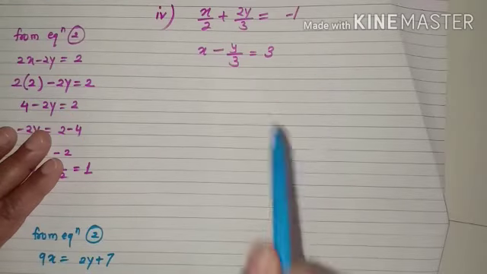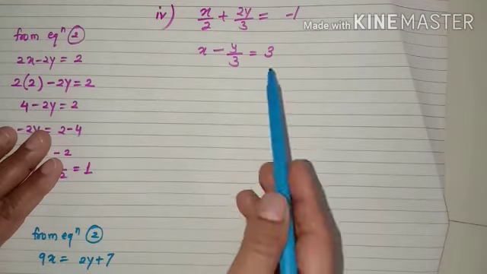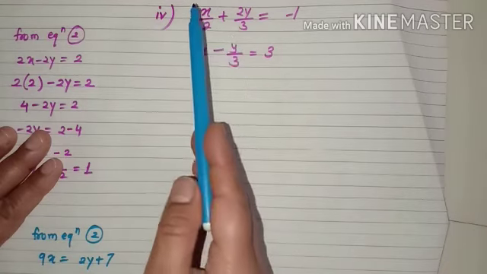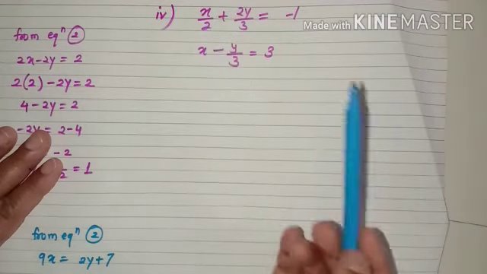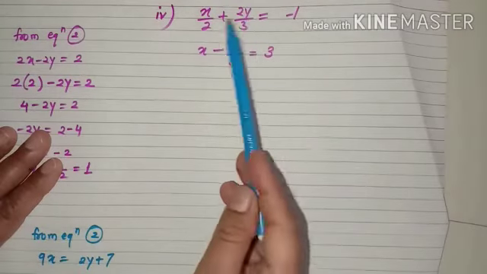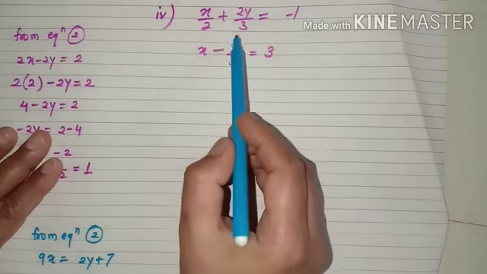Fourth question is x upon 2 plus 2y upon 3 equal minus 1, x minus y by 3 equal 3. Little bit difficult question, student, because here the coefficient of x is 1 upon 2 and here the coefficient of x is 1. And the coefficient of y is 2 upon 3 and the coefficient of y is here 1 upon 3. Now you have to think which number will multiply in equation number 1 and which number will multiply into equation number 2.